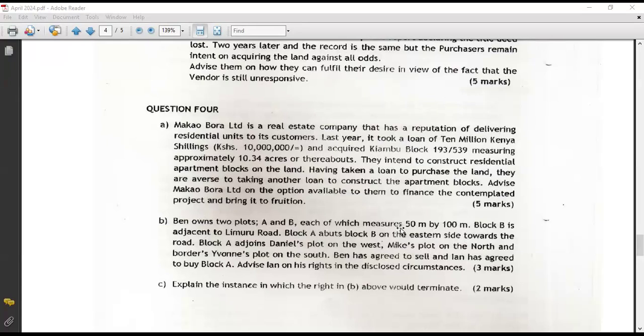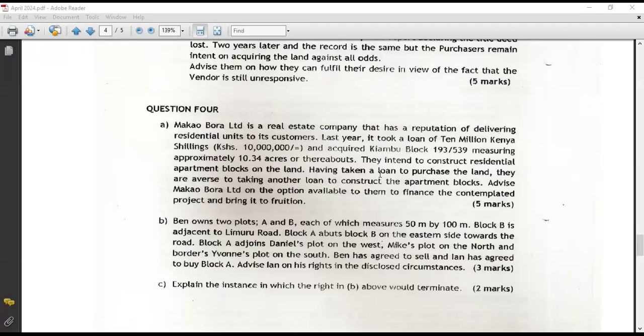Then, remember the question is asking you about Macaobora and the financing. Now you talk about the process. Of course, it will be advertisement. Macaobora are going to advertise the off plans for potential buyers or purchasers. And they are going to talk about how the residential houses are going to look after they are completed, the price, the mode of payment.